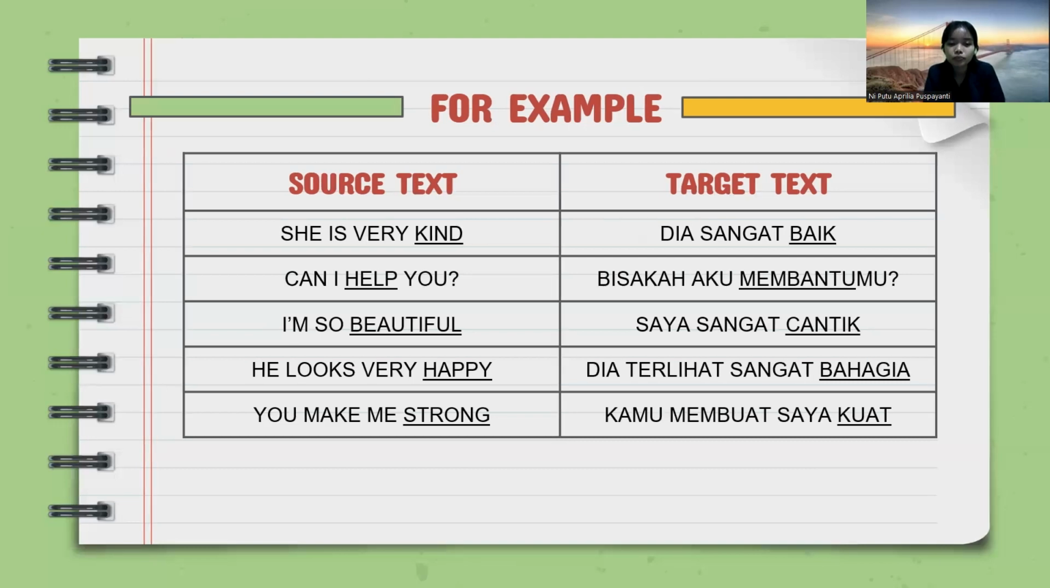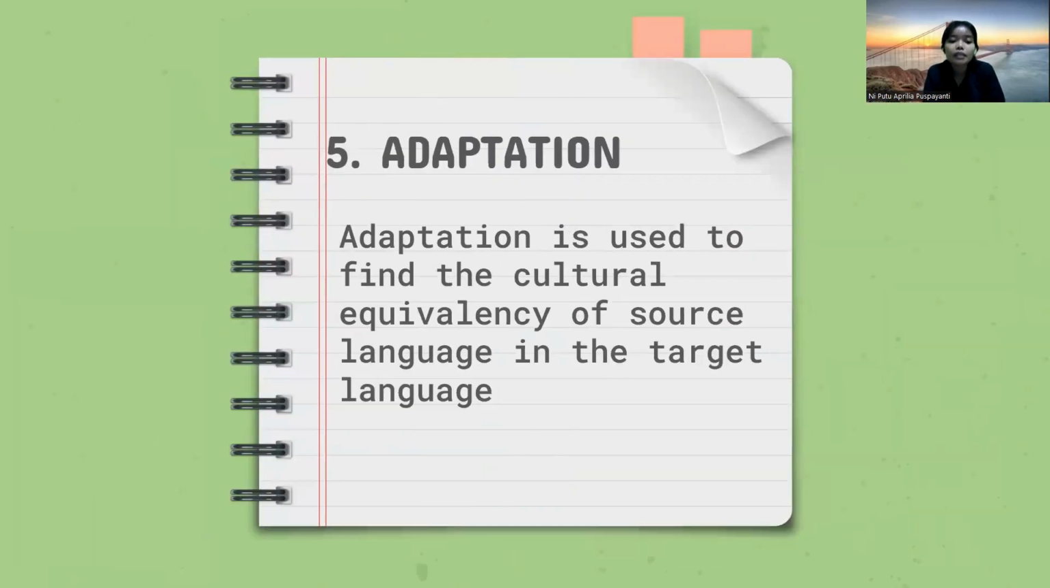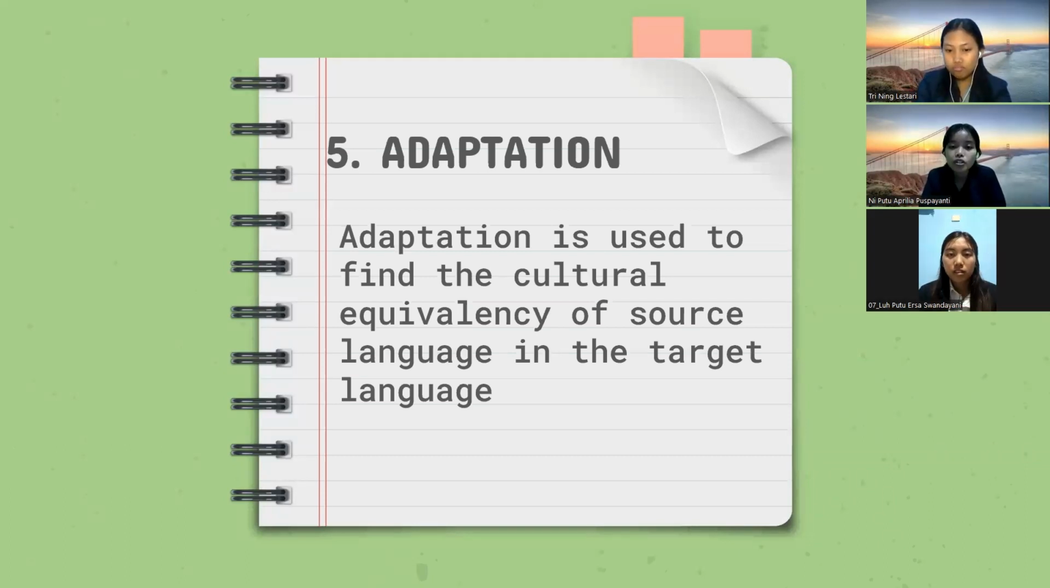Okay, number 5 is adaptation. As you can see on the slide, adaptation is used to find the cultural equivalency of the source language in the target language. If you look at the basic word, adaptation means take, but according to Molina and Albir's theory, adaptation is a technique used especially for words that have cultural value or cultural elements. This technique translates sentences that are adapted to cultural elements.